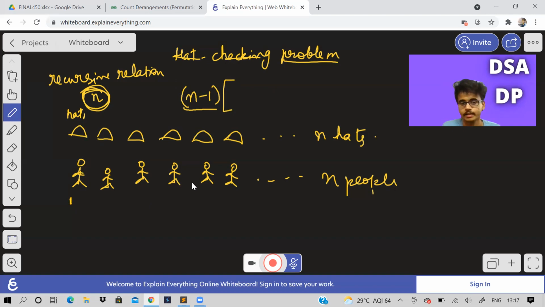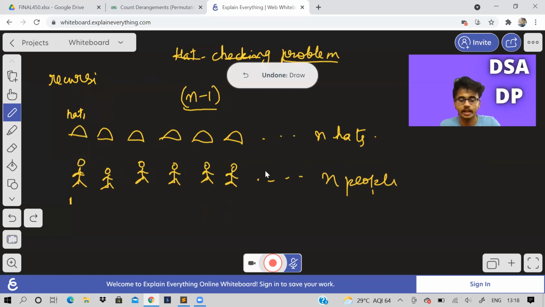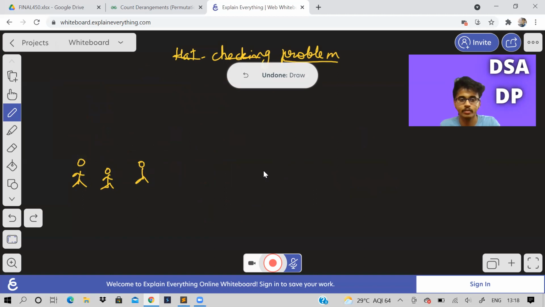Now we will take two cases. Suppose I pick any random person, let us say person number I. One possibility is that person number I's hat will go to person number 1, and hat 1 will go to person number I. I don't think you are able to understand with n people. So wait, let me make it simpler. Let me take from the starting.